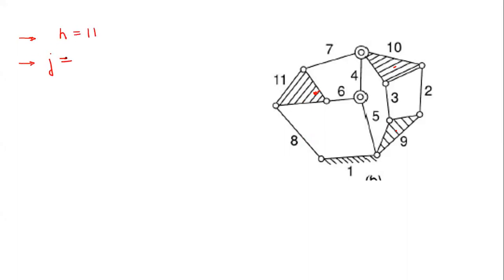Now just tell me J. Just see this diagram and try to tell me the number of simple revolute pairs in this one. Just take some time and try to calculate it yourself. Then we will move forward.